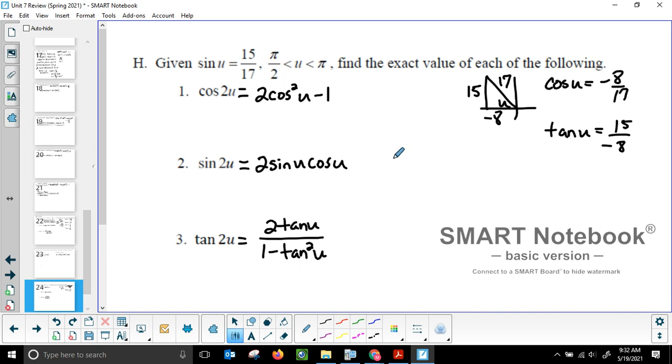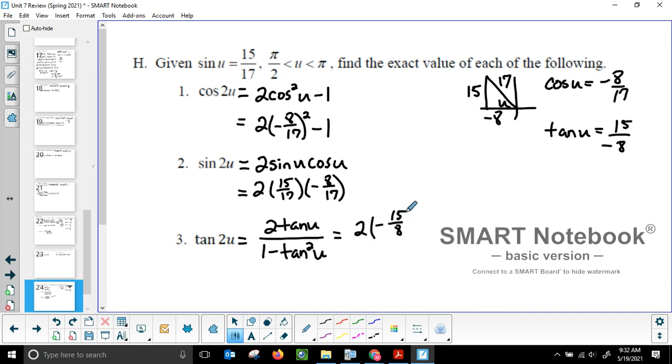So now again, just like we did with the sum and difference formulas, we just plug these things in. All right, so this is going to be 2 times cosine u is negative 8/17, so negative 8/17 squared minus 1. All right, this would be 2 times 15 over 17 times negative 8 over 17. All right, and this one would equal 2 times negative 15/8 over 1 minus negative 15/8 squared.